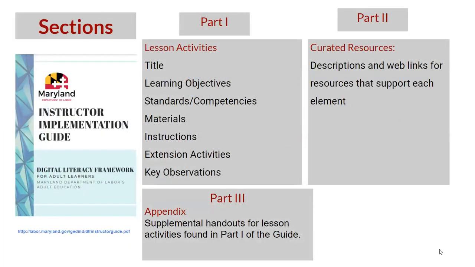There are 3 sections in the implementation guide. Part 1 consists of lesson activities, and each lesson activity has elements such as the title, the learning objectives, the focus standards and competencies, the materials needed for teaching, the instruction, the extension activities, and the key observations. Part 2 includes curated resources, and part 3 is the appendix that provides supplemental handouts for the lesson activities found in part 1 of the guide.